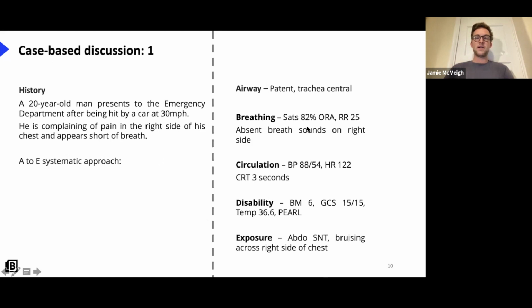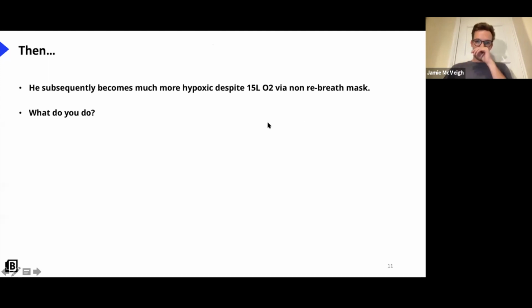So fine, the arrest team come, brilliant, they are able to put a chest drain in, fantastic, and he starts breathing again. However, on a 15-litre mask, he becomes a lot more hypoxic. Let's say he doesn't have a chest drain in at this point. What are you worried about now? I'll give you a clue. His trachea was central before, but now he's become a lot more hypoxic and he's in a lot of pain. What do we think might have happened?